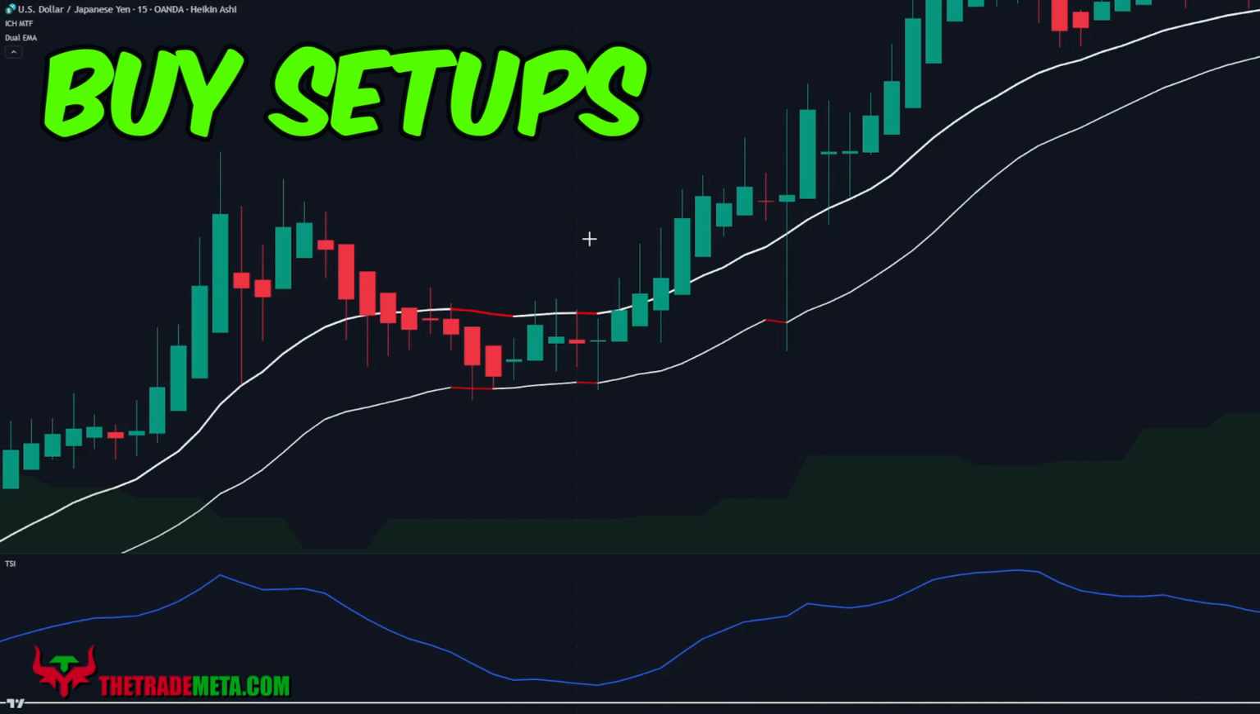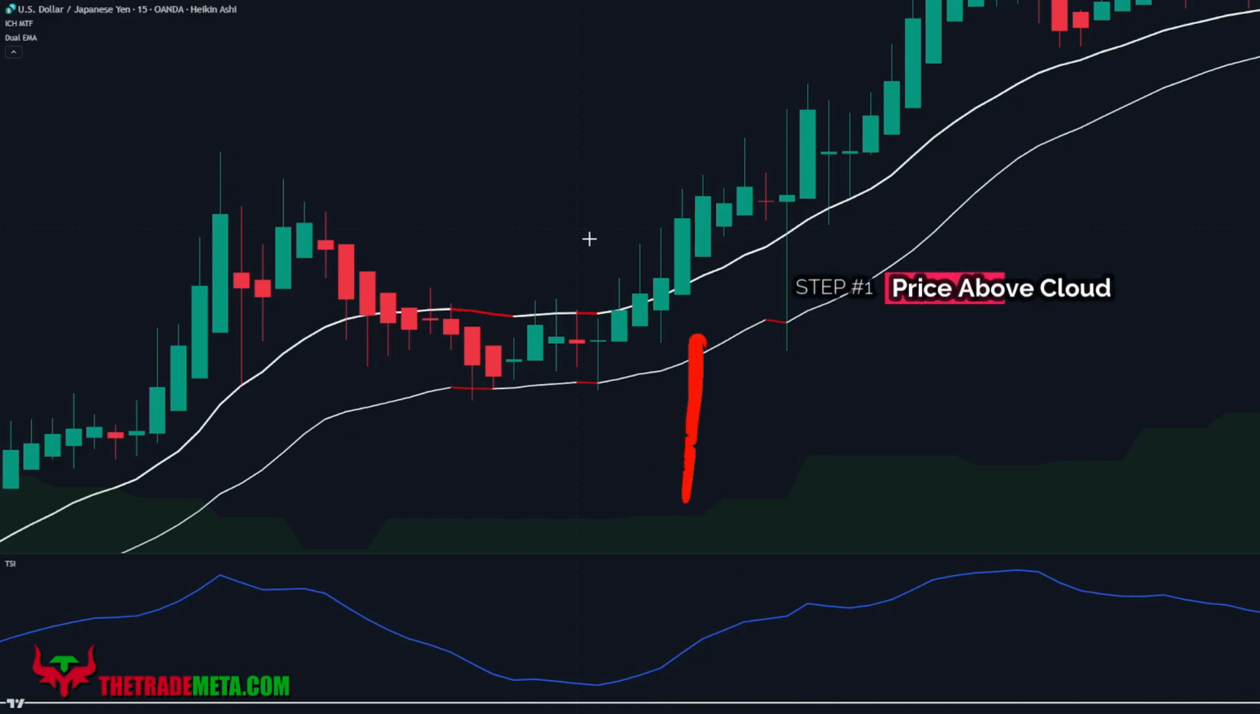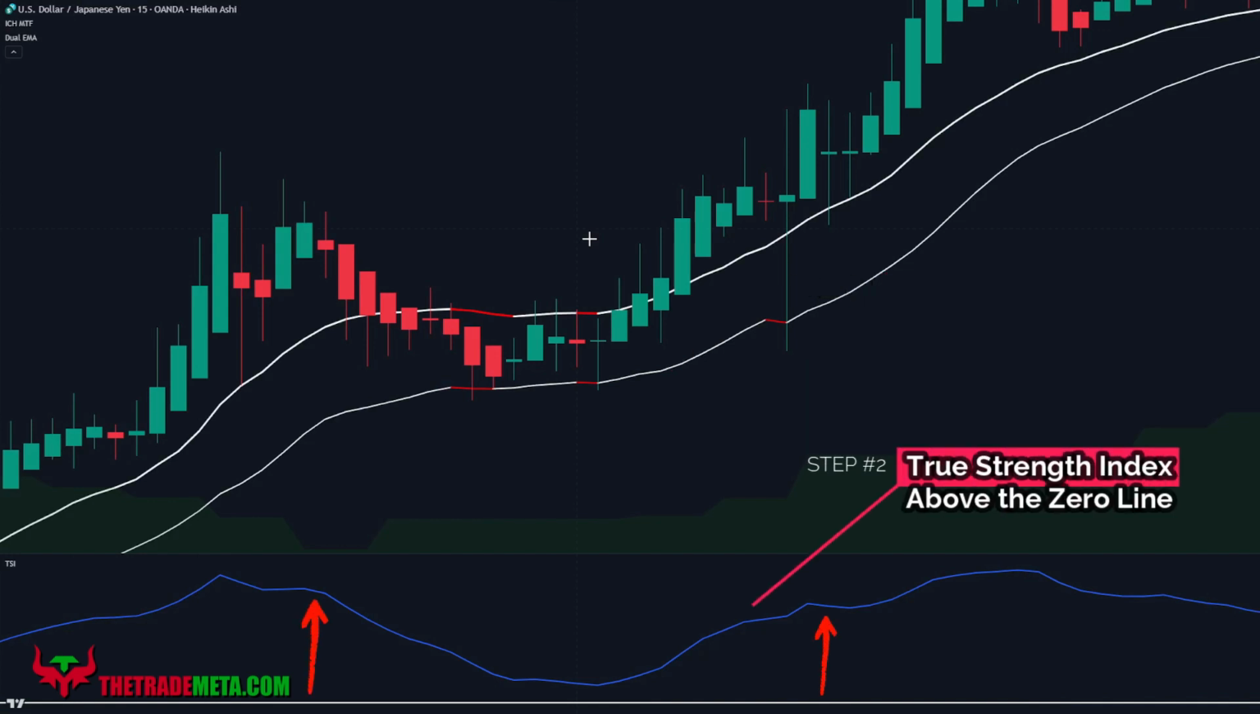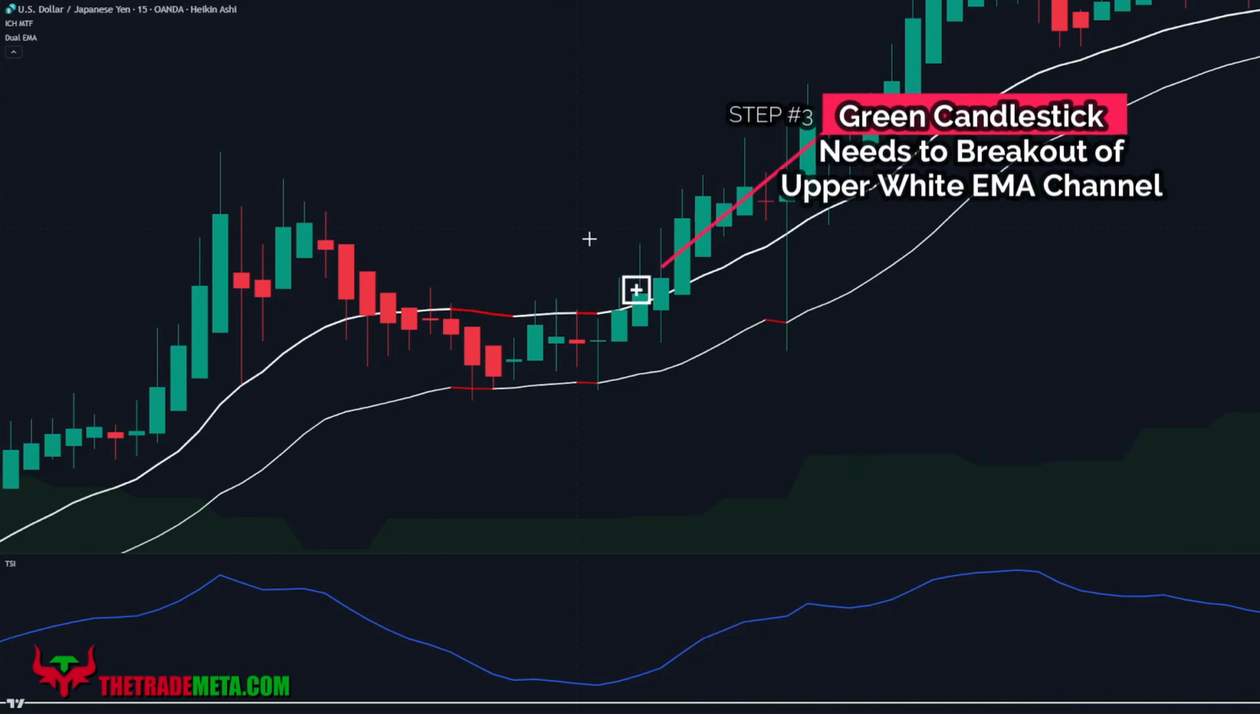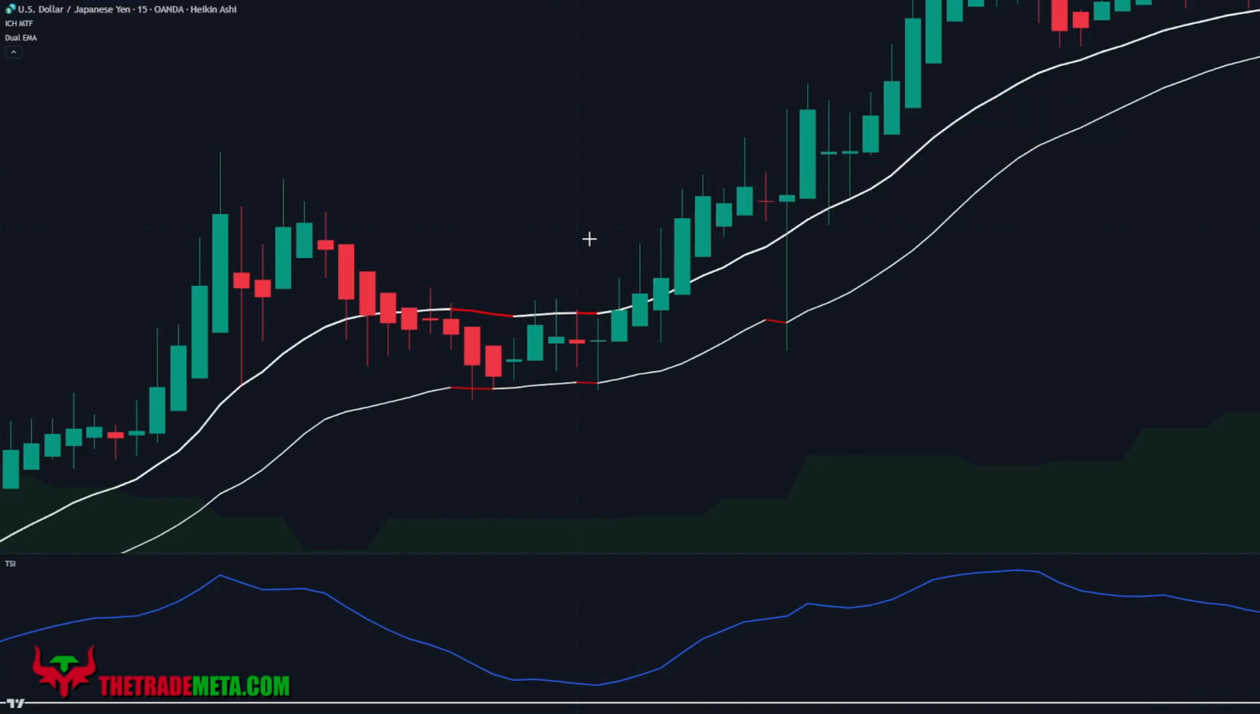Buy setups. For buy setups, we need 3 conditions to be met. Condition 1, we need price above the cloud. Condition 2, True Strength Index is above the 0 line. Condition 3, green candlestick needs to break out of the top of the white EMA channels with very little to no bottom Heikin Ashi wick.